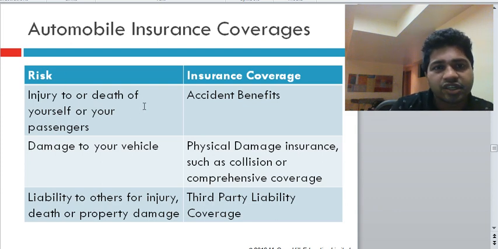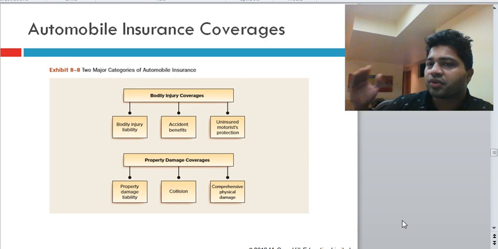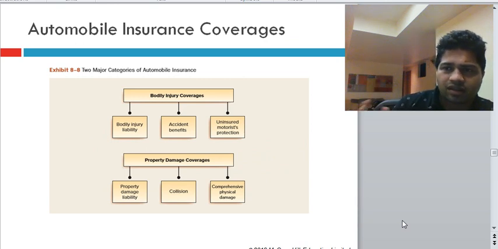Risk of injury or death to your own self or your passengers is generally covered under accident benefits. Damage to your own vehicle is covered by physical damage insurance such as collision or comprehensive coverage. Liability to others for injury, death or property is third party liability coverage. Now different provinces have different kinds of insurance. If you compare BC and Alberta, BC has state owned insurance, so you have to get your insurance from the state. Alberta has private insurance, so you have to get it from a private company. That is something off the top of my head.